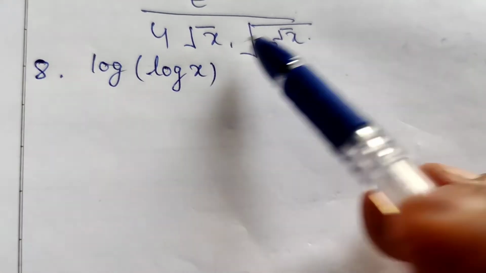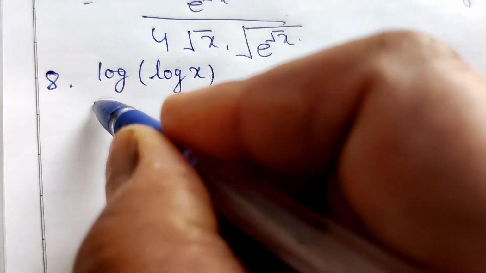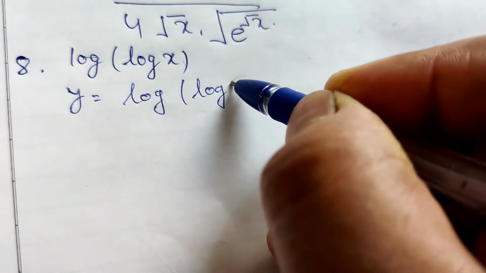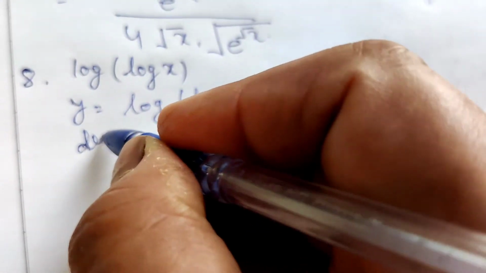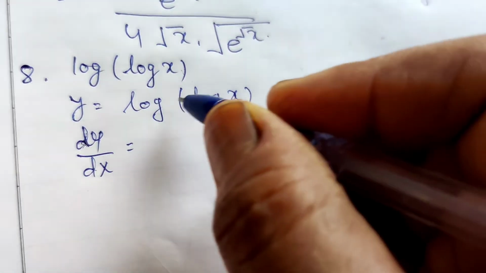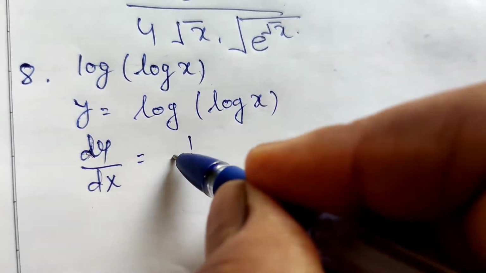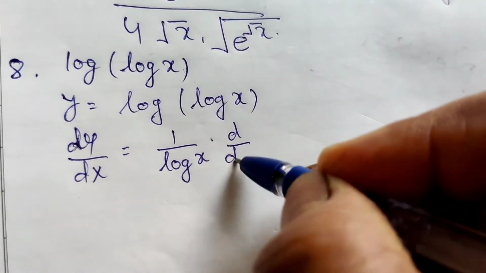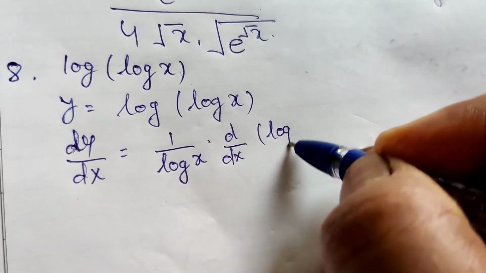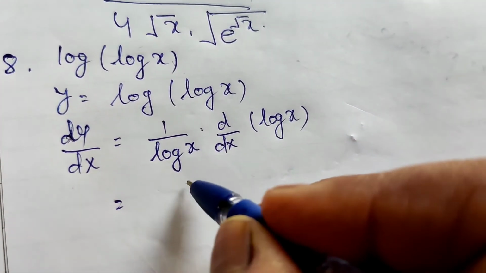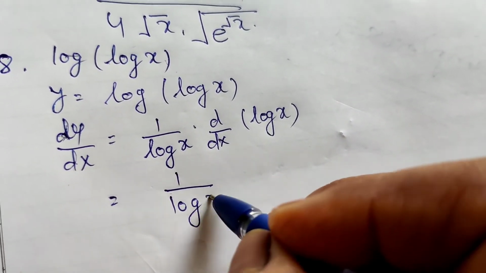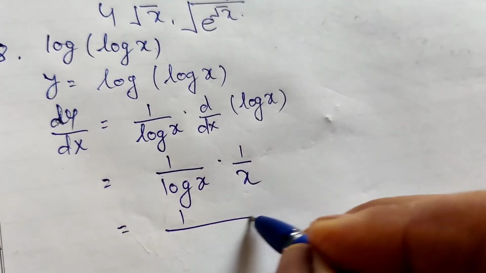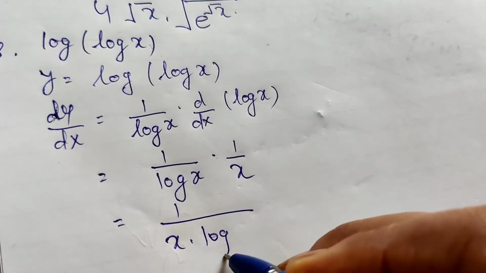Question number 8 is log log x. Let y equal to log log x. Now differentiation dy over dx. The differentiation of log x equal to 1 by x. It means 1 by log x. And then again differentiation of log x. 1 upon log x and differentiation of log x is 1 by x. The answer is 1 upon x log x.